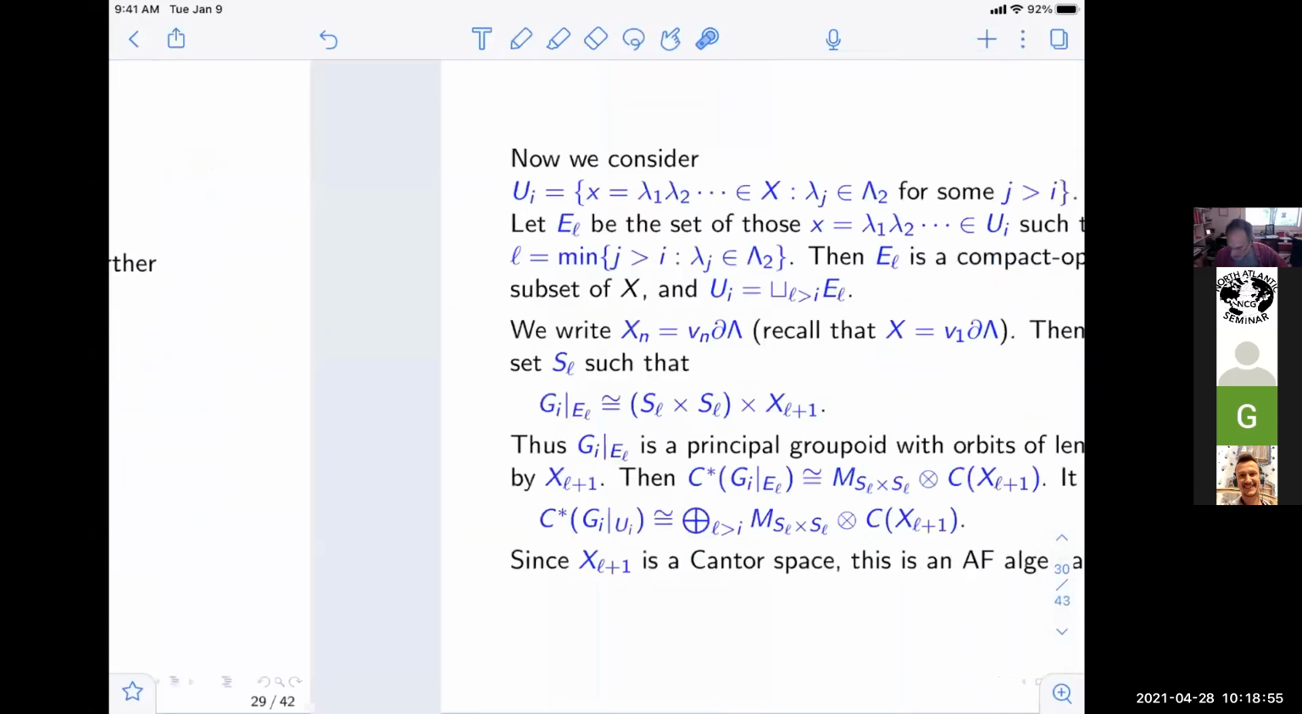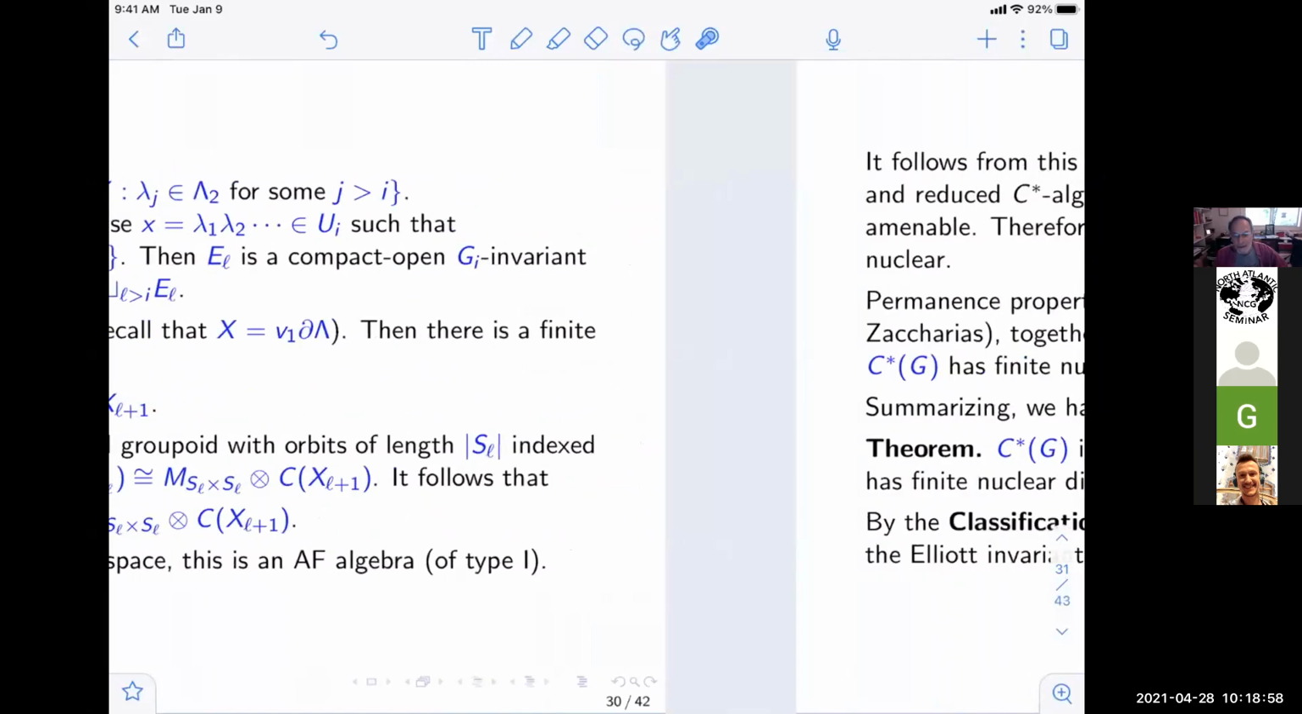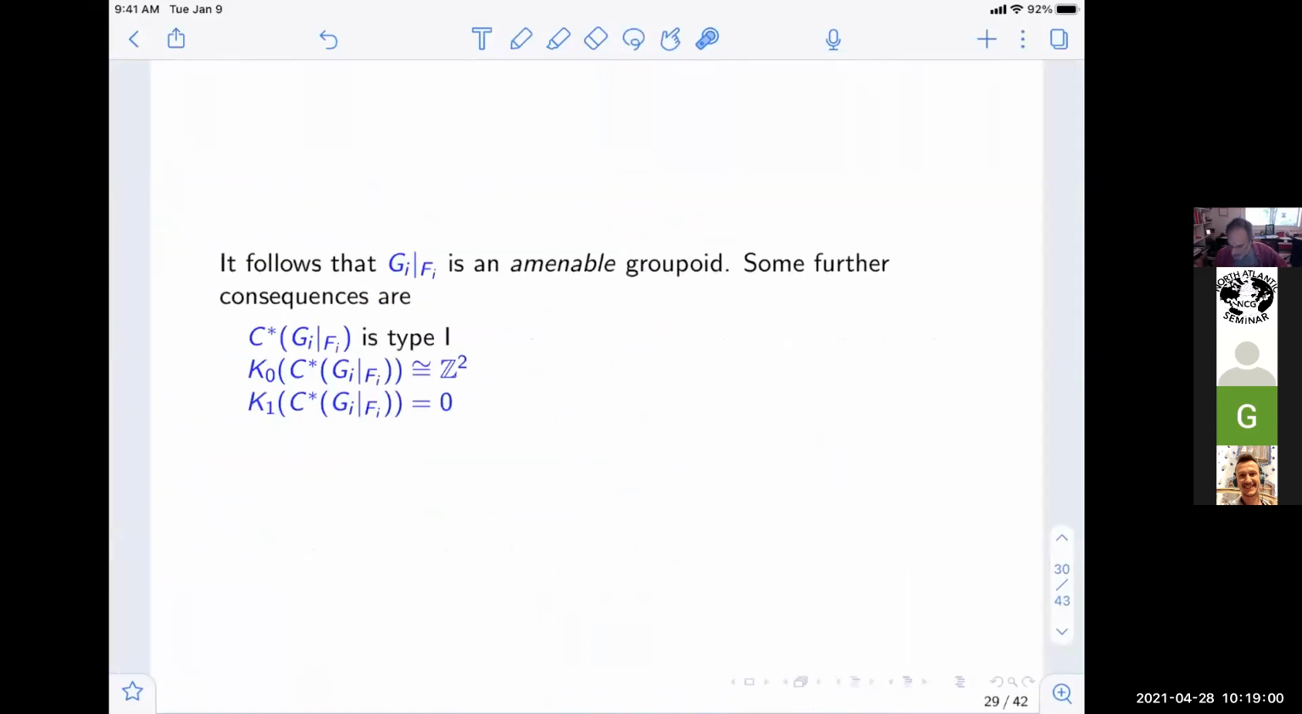And I have a question about this slide with K-theory. So can you identify the generators of K0? Yes, I'm going to show you what they are in just a moment. Okay, perfect.